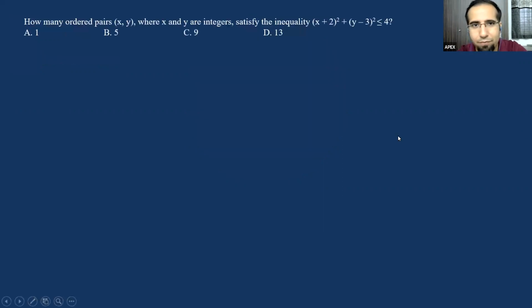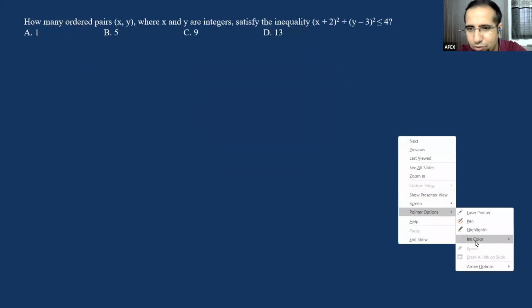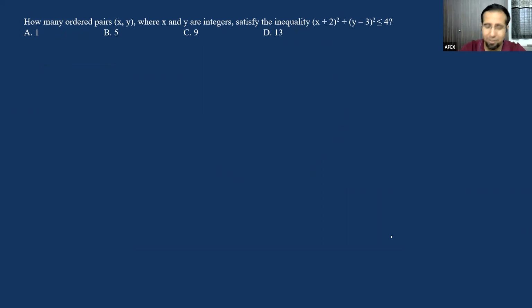Okay. So if you look at the first question, whether I should be attempting this or not is the decision that we'll have to take immediately, right? So how many ordered pairs of integers x and y? So the key words here are integers x and y. Clear? Satisfy the inequality (x plus 2) whole square plus (y minus 3) whole square less than or equal to 4. I will definitely go for this question because of the word called integers.